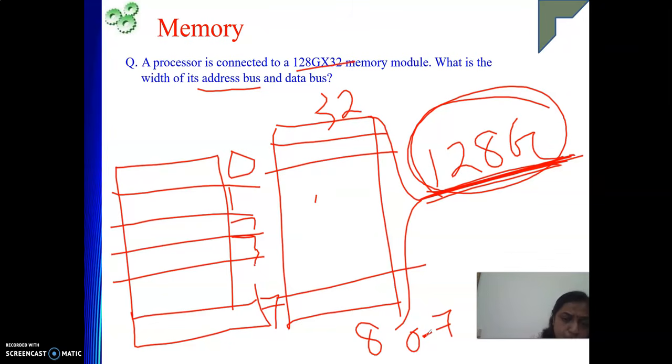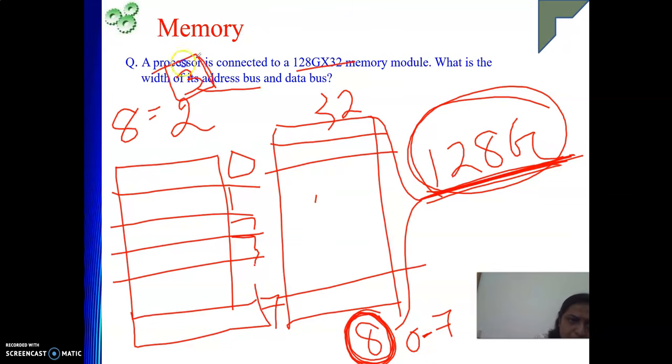Whatever is the total number of addresses given to me, I will express it in powers of 2. So what is 8? In the last slide only we have seen 2 to the power 3, right? Then whatever is this exponent 3, that will be nothing but the number of bits required to represent a unique address for your memory, for your bench numbers here.